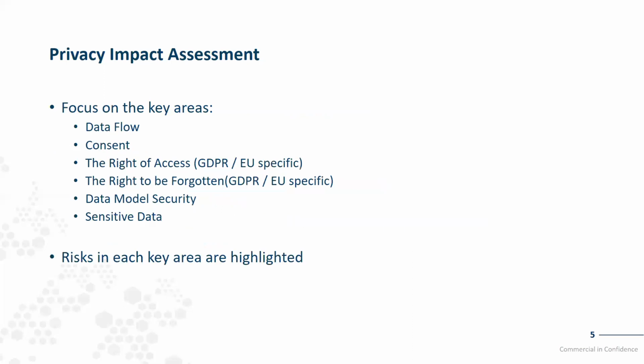The PIA focuses on a couple of key areas. One of them being data flows. Consent is a big topic that we go through in the discussions and the workshops, and a couple of EU specific regulations around rights of access and right to be forgotten. We also look at the data model security and look at any sensitive data that you may have in the system. All of that then is summarized in a risk section, and what we do then is try to manage the risks through the project and through the life of our relationship with you as well.